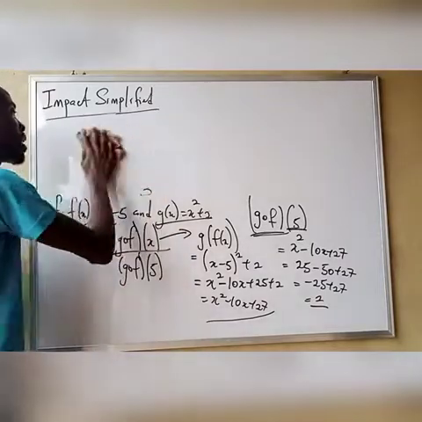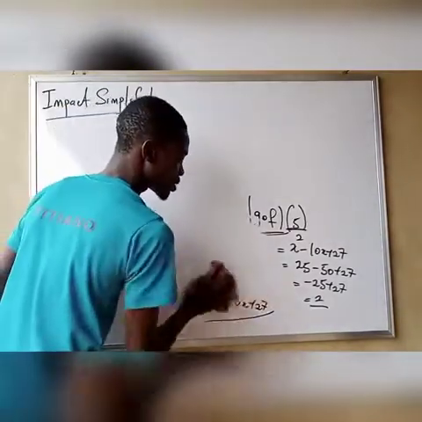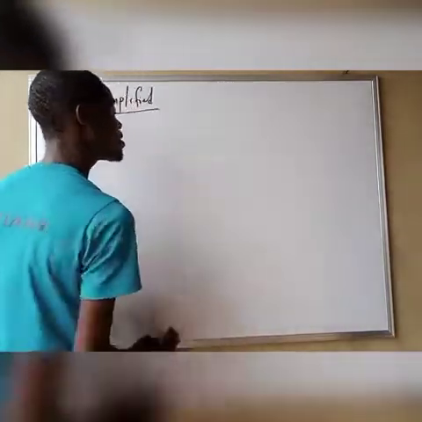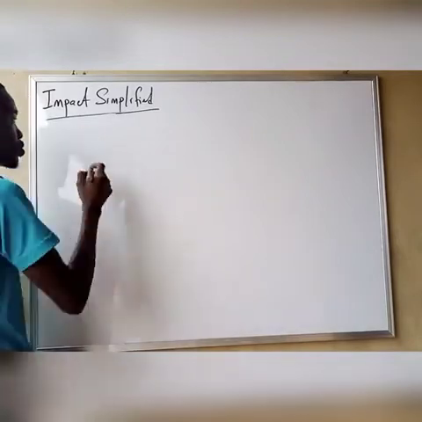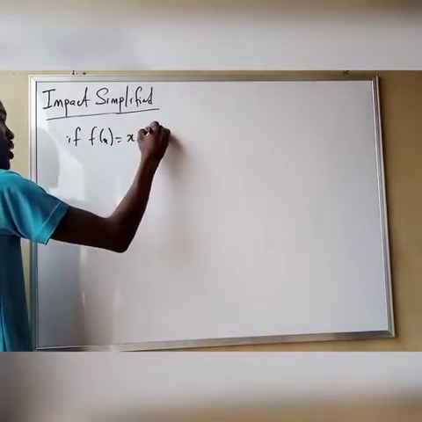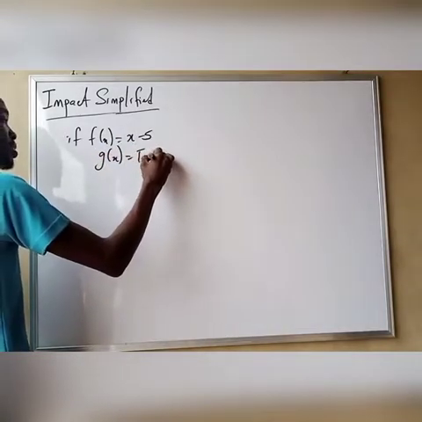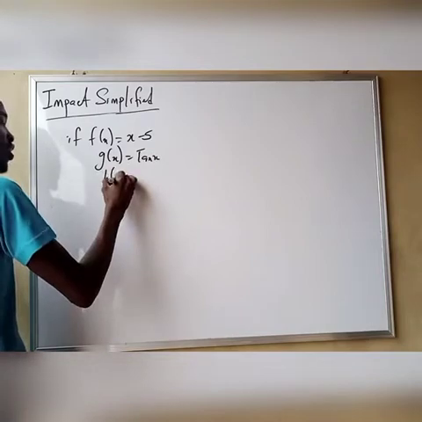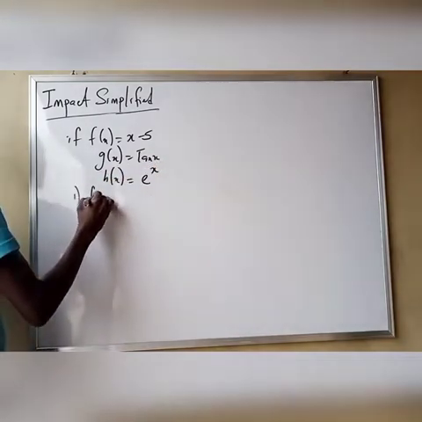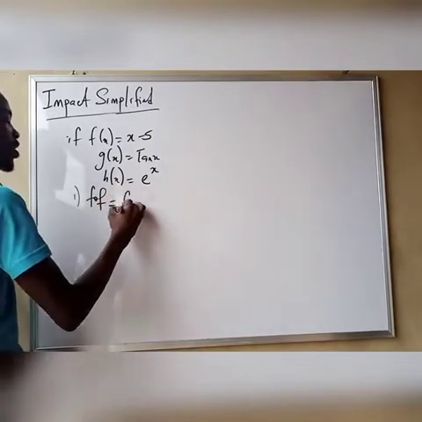Now let's look at this last question, to explain the meaning of a composite function. In this last question, I will be mixing three different functions together. We have f of x is equal to x minus 5, g of x is equal to tan x, and h of x is equal to exponential x. Now the first thing we are looking for is f of f. What is the meaning of f of f?